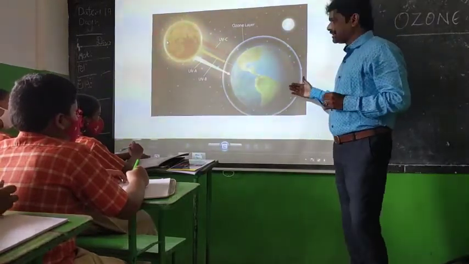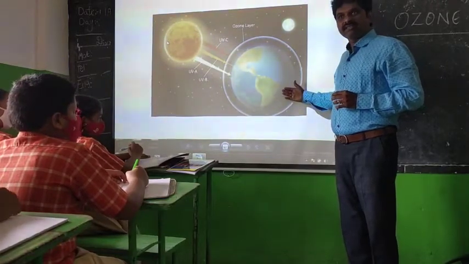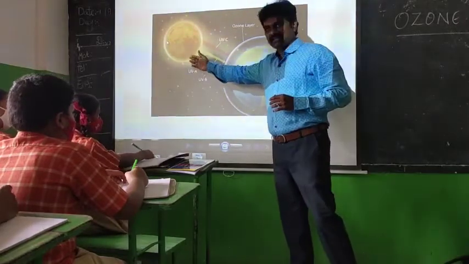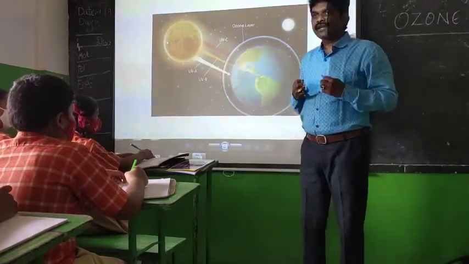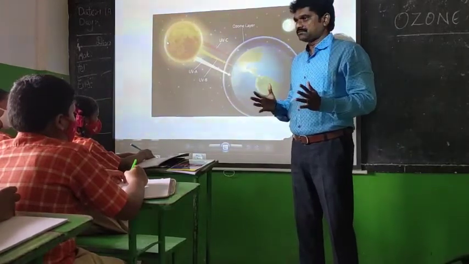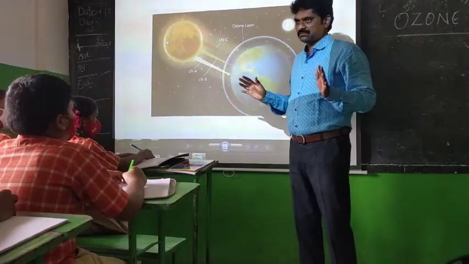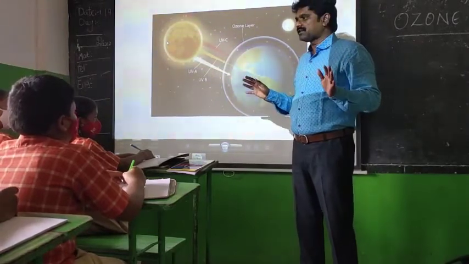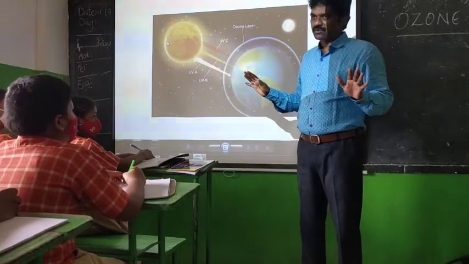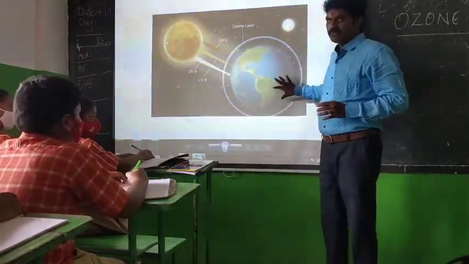So this is the earth on which we are living, and this is the sun from which we get energy, from which we get the light. You can't imagine the earth without the sun. If the sun is not there, it will be completely dark. Yes or no?